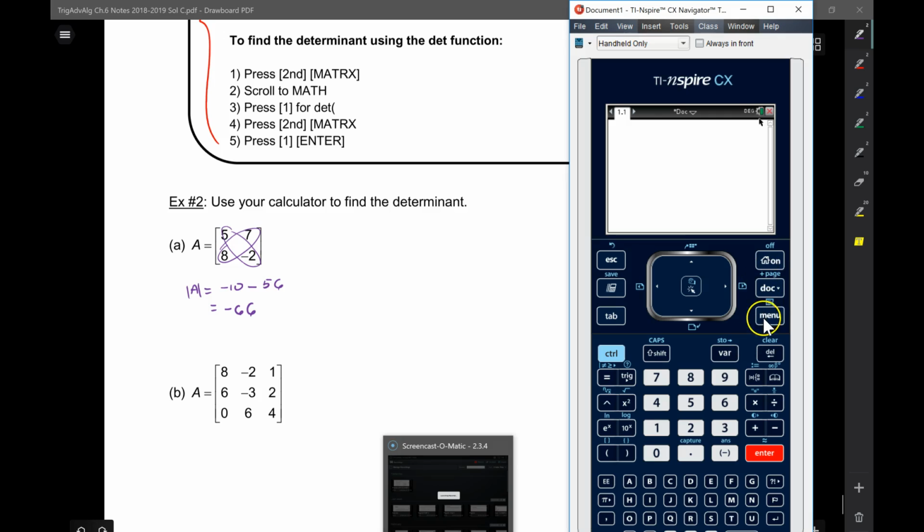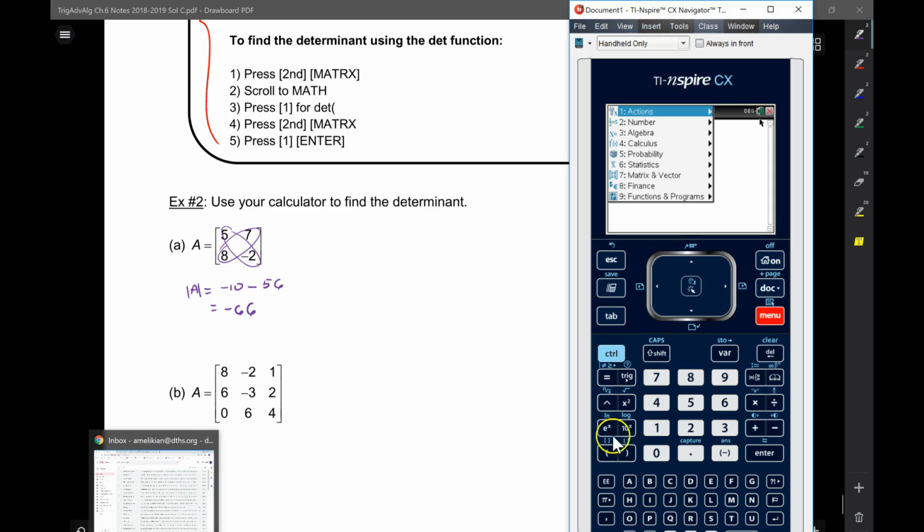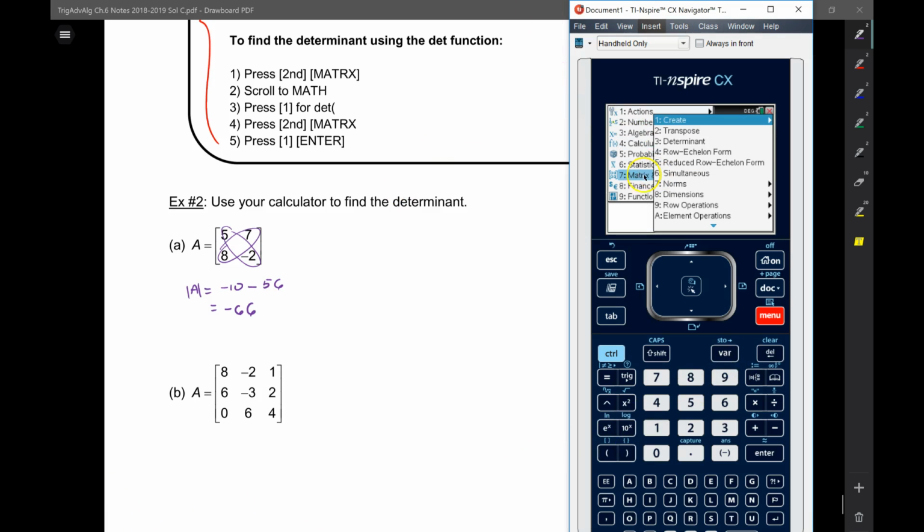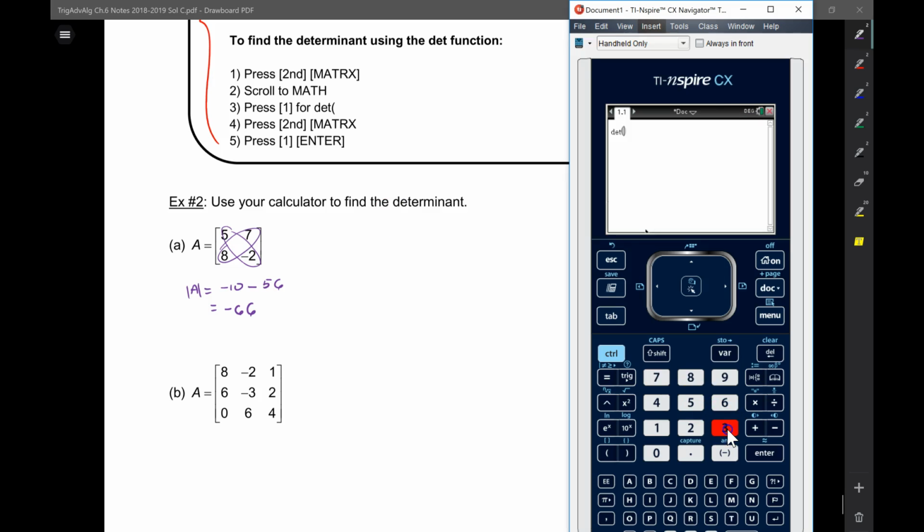You're going to go into menu. And because this is menu driven, it's very, very user friendly. Okay. So here in menu, number 7 is matrix and vector. Do you see that? So hit 7. And now look at this. You have create, transpose, determinant. Because we're looking for determinant, hit 3.